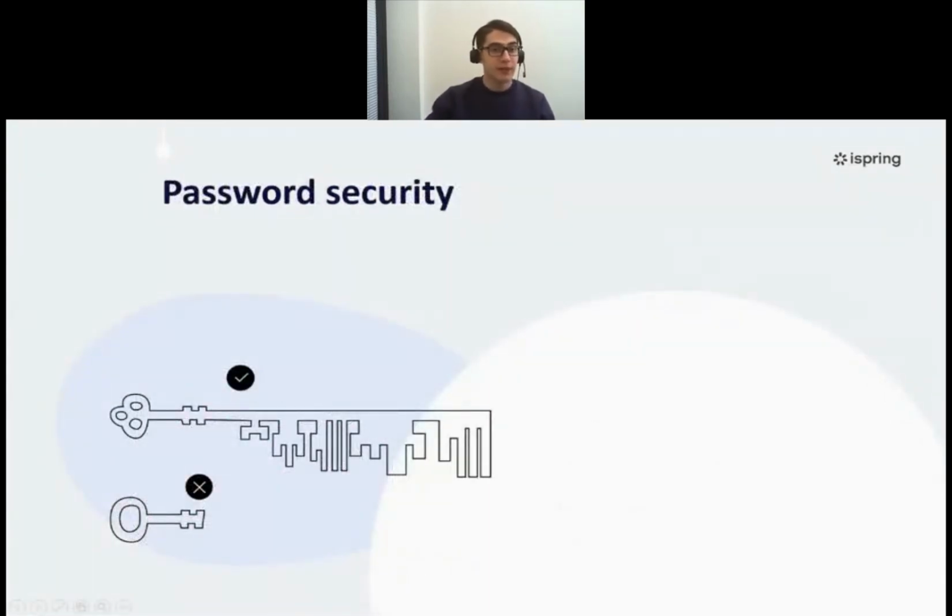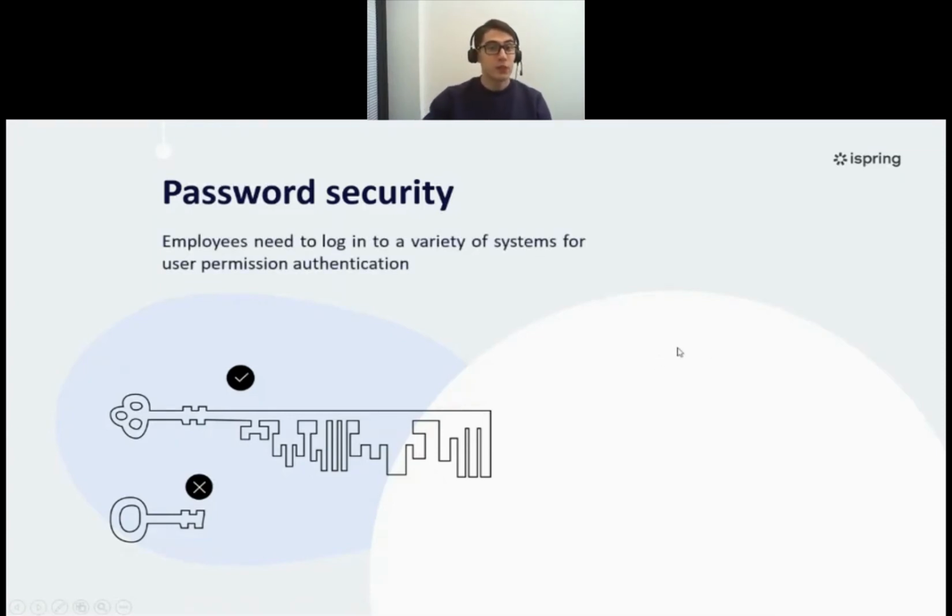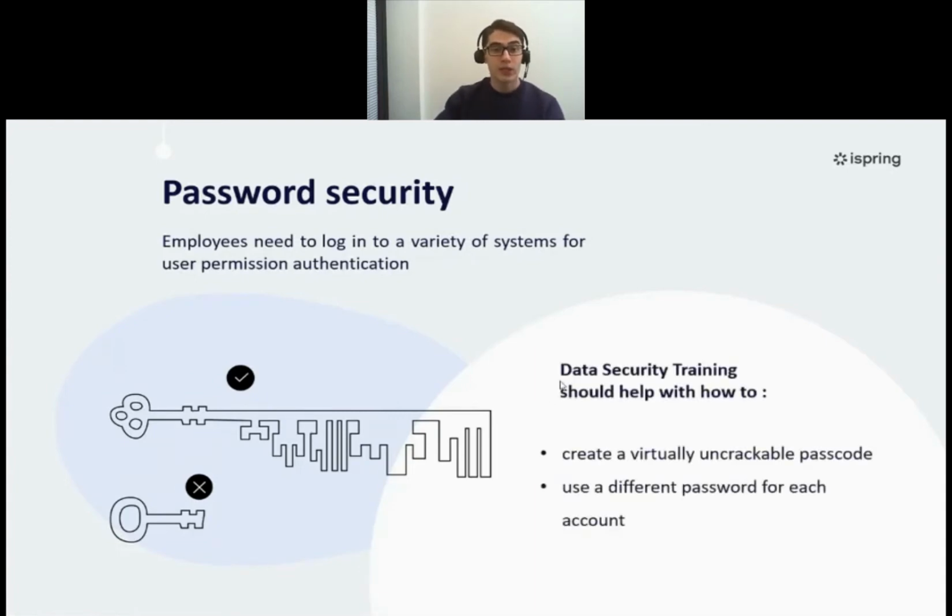The next topic that you need to cover is password security. It's a no-brainer topic to cover, and you guys already mentioned that in the chat box. Most companies require employees to log into a variety of systems for user permission authentication. As such, this topic outlines how to create a virtually uncrackable passcode. It includes measures such as using a different password for each account.